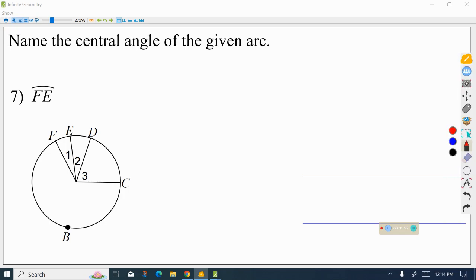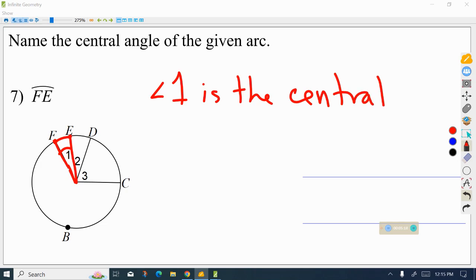So we start with FE. I'm going to darken those 2 points so I could see them, and we see that's this arc right there. If I follow those points to the center, we'll be able to see the angle that it creates, and that's angle 1. That tells me that angle 1 is the central angle of arc FE.